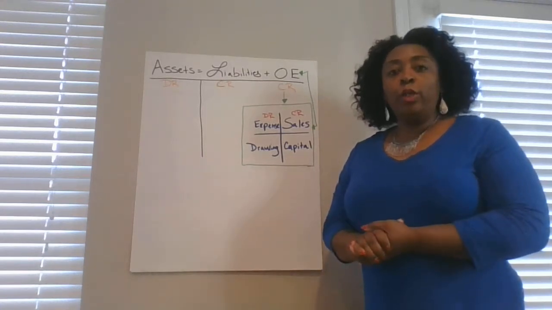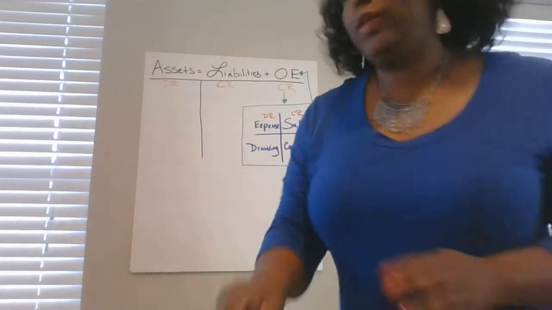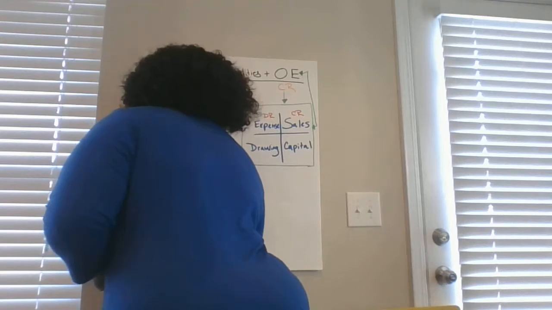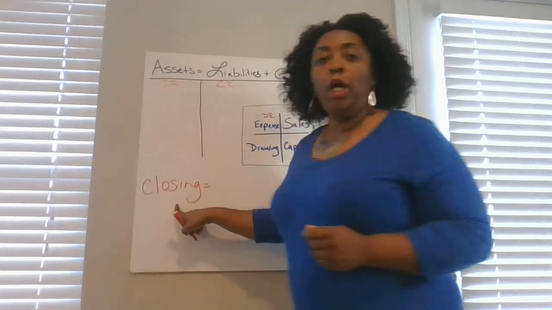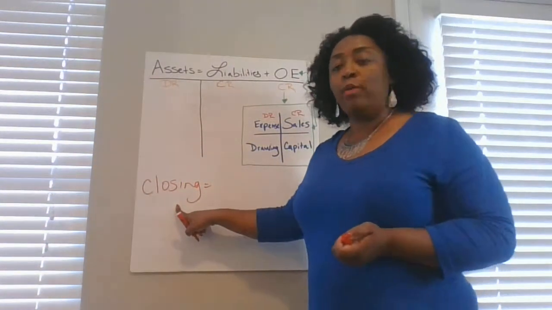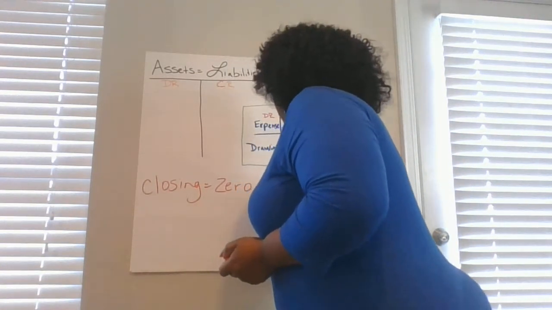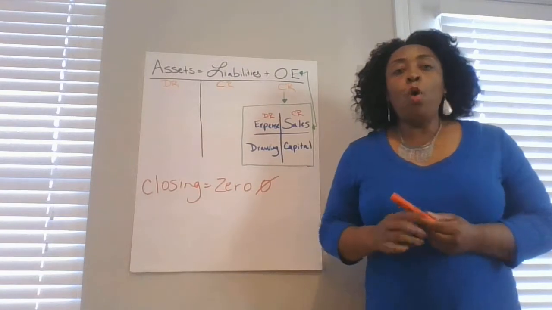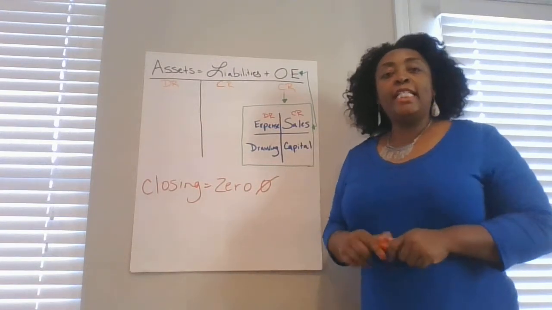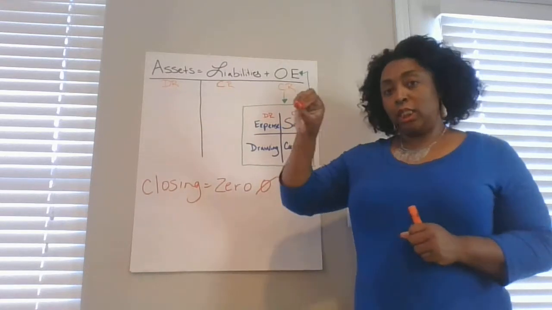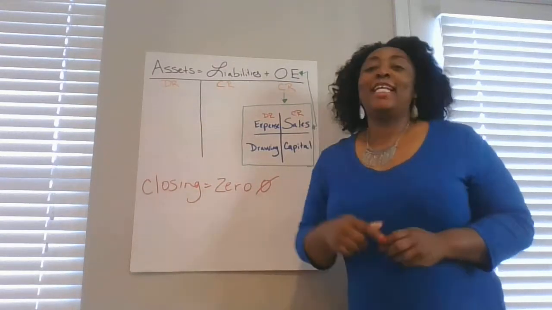So the first thing we're going to learn about is the word closing. The word closing means to set an account to zero. So the whole point of this chapter is that we're going to set certain accounts to a zero balance.